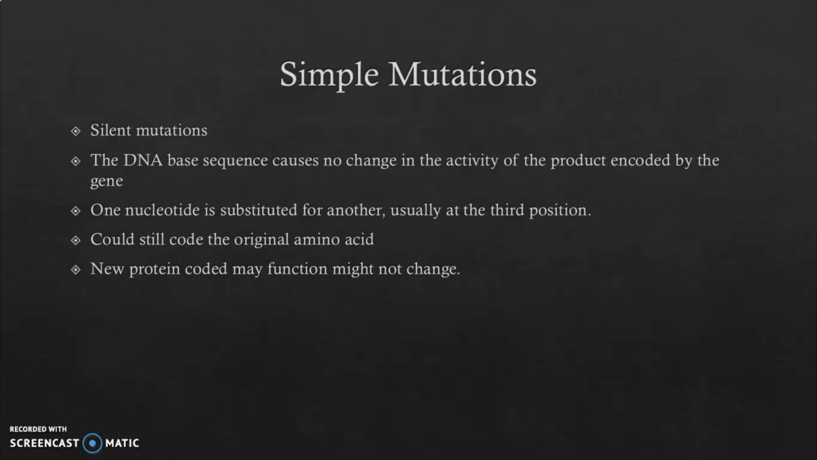So there are different types of mutations. One such type is simple mutations, meaning they are silent mutations. The DNA base sequence causes no change in the activity of the product encoded by the gene. One nucleotide is substituted for another, usually at the third position. They could still code for the original amino acid, which is why they're silent. Nothing could happen from them. They could be totally harmless.